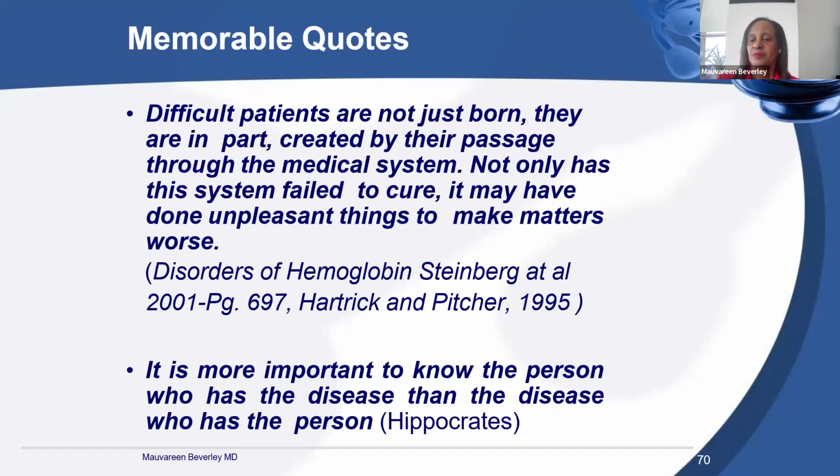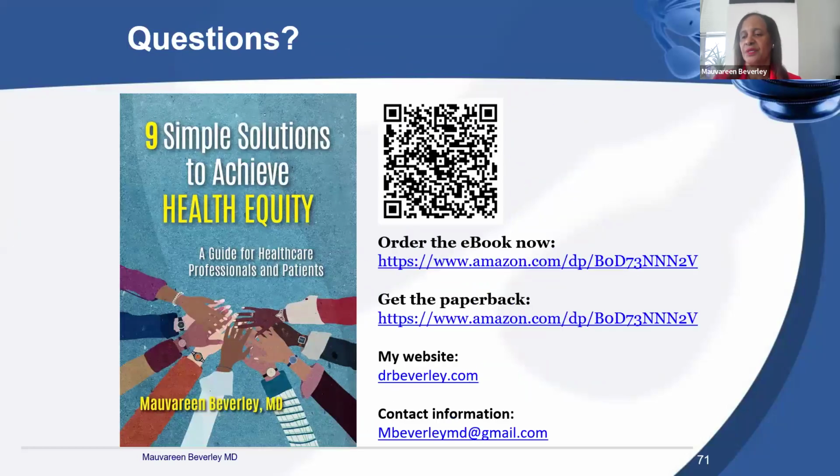And lastly, these memorable quotes that are embedded in my brain: "Difficult patients are not just born, they're in part created by this passage through the medical system. Not only has the system failed to cure, it may have done unpleasant things to make matters worse." This is from Disorders of Hemoglobin, Steinberg. And Hippocrates: "It is more important to know the person who has the disease than the disease the person has." Hippocrates knew that thousands of years ago, and we are just learning that now.